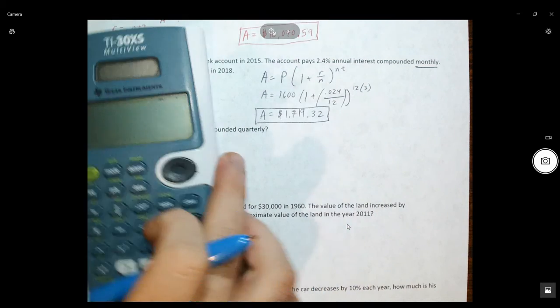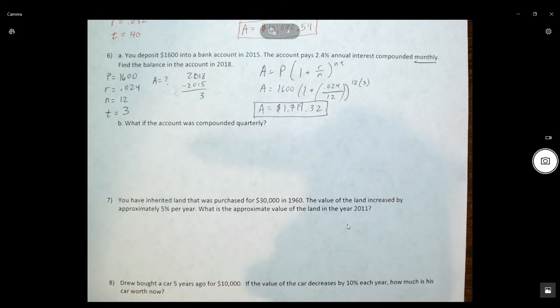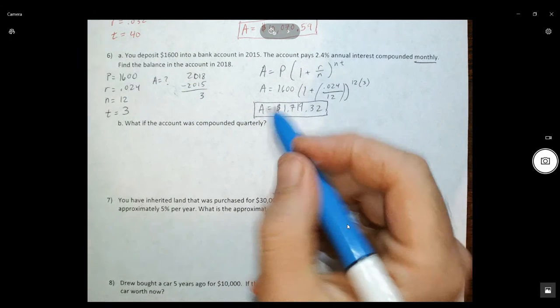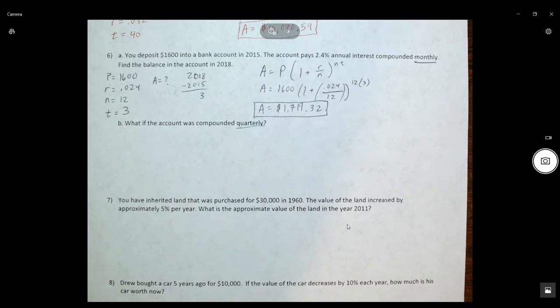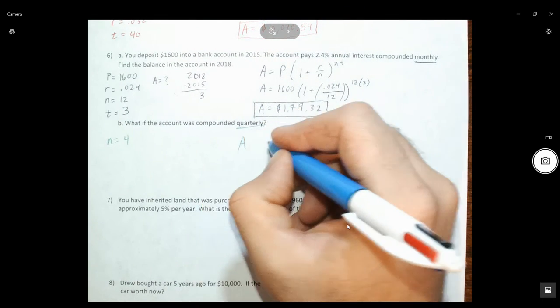Alright, part B, we change one thing. We only change it to quarterly. So our big difference here, everything else is going to stay the same, but my N value is going to change from monthly, which is 12, to quarterly, which is 4. So I'm going to plug in the same exact stuff that I know from above.